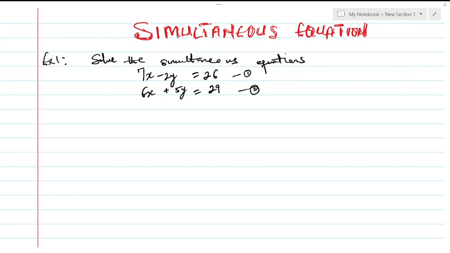Alright, today our revisions will be based on simultaneous equations. Let's go straight to the example. Example 1: solve the simultaneous equations 7x minus 2y equals 26, and 6x plus 5y equals 29. Alright, straight to the solution.